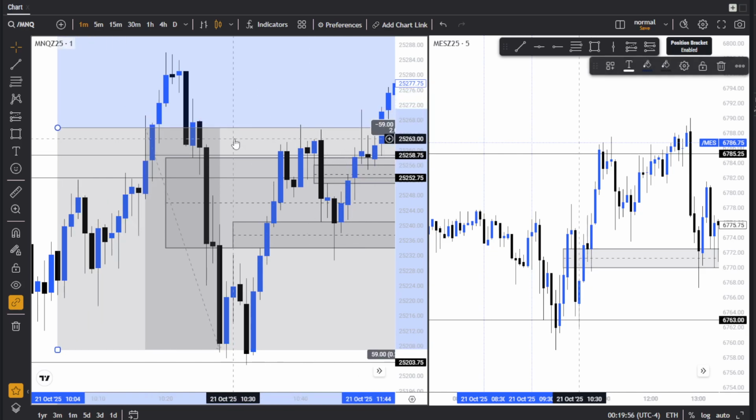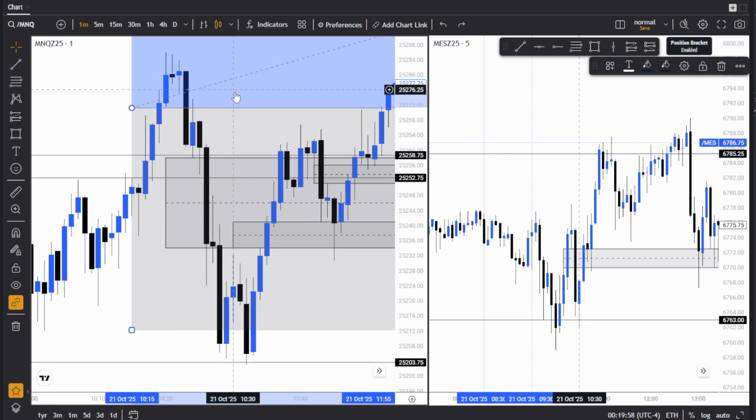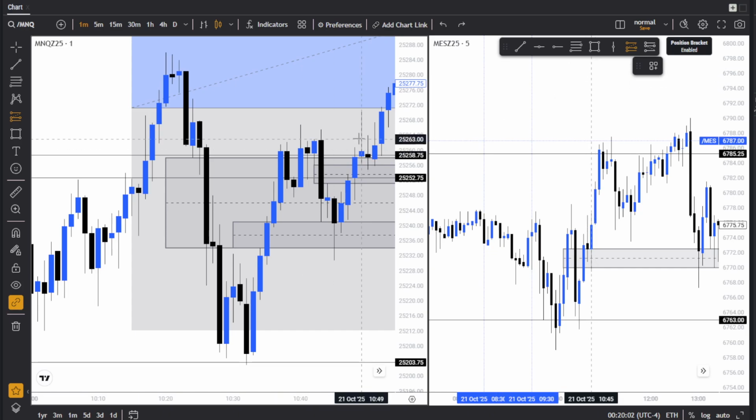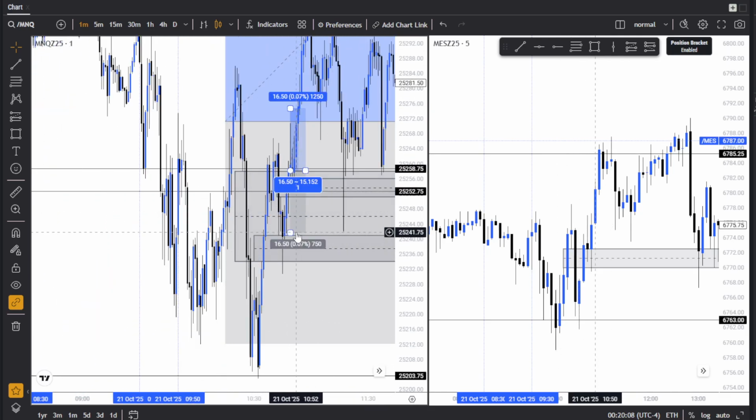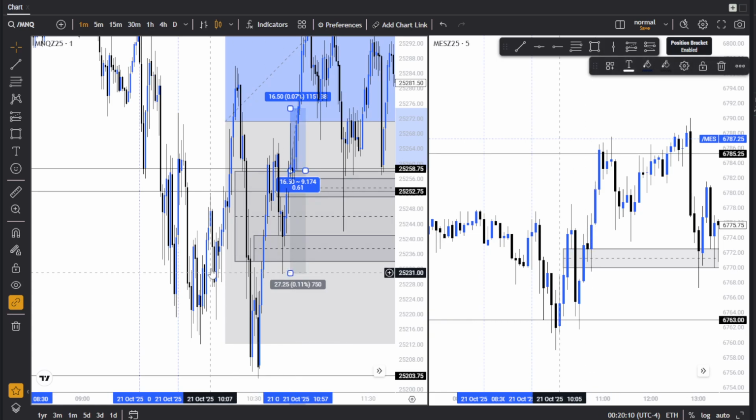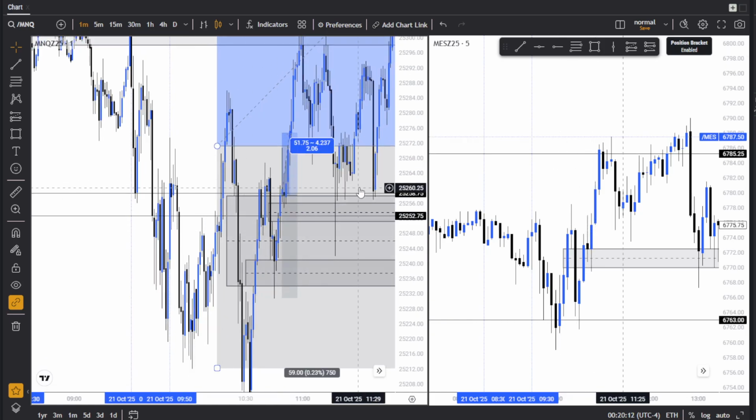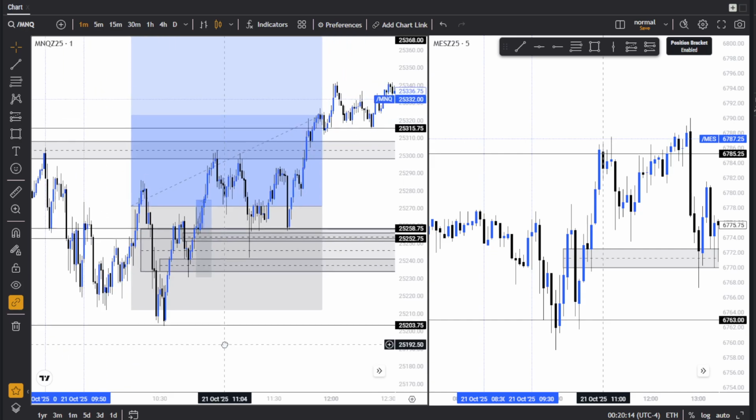Okay. The other entry could have been right over here. Targeting, I don't know, stops right here. I could have had the same targets. Targets didn't really matter. Targets didn't really bother me today.